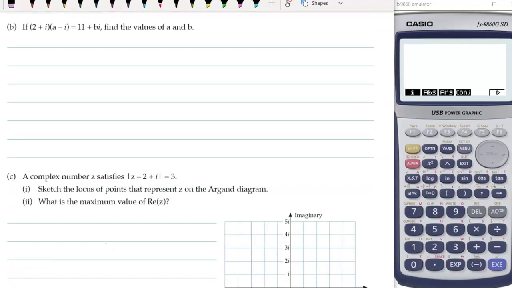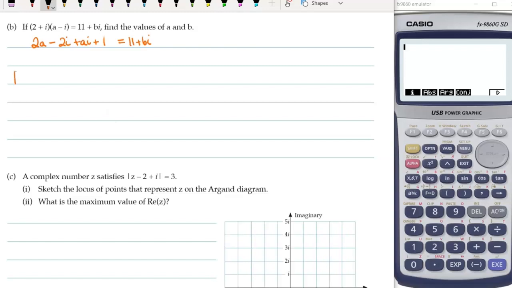For b, we need to expand this bracket here. So we'll do 2a minus 2i plus ai minus i squared is equal to 11 plus bi. The minus i squared becomes a plus 1 because i squared is minus 1. So then that will cancel out.